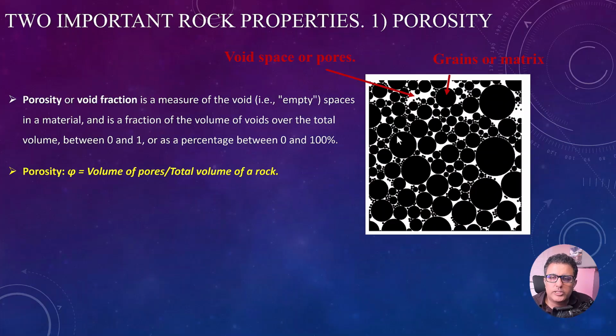Porosity is one of the most important parameters in petrophysics, and it is a measure of the volume of pores over the total volume of rock. So when we say the porosity is 30%, that means that about 30% of the rock volume belongs to pores. And why is it important? Because it is directly linked to the reservoir economy.